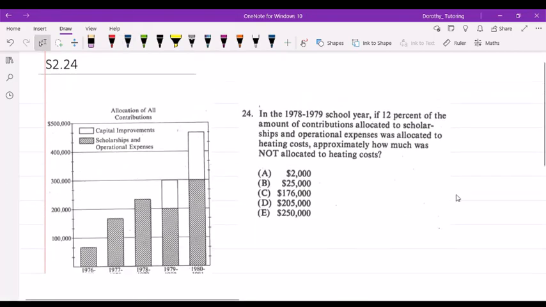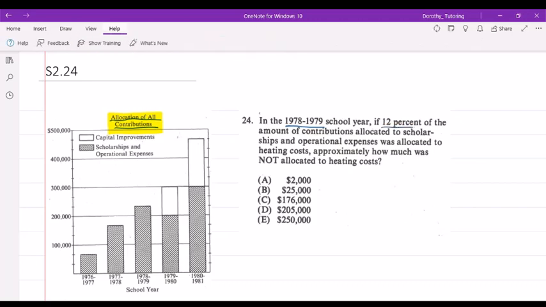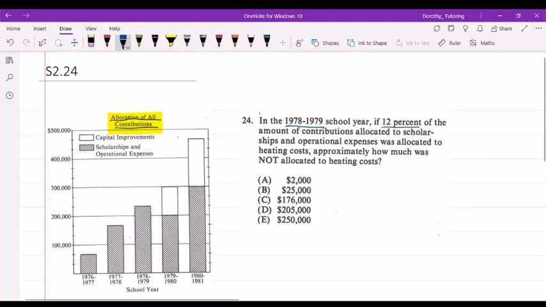Right, another graph question, love it, but there are lots of words, oh no. So, right, I'm interested in years 78 to 79. That's 1 year actually, because when you look at the x-axis, okay. 12% of contributions allocated to scholarships. Okay, so I've got the right graph. And 12% was allocated to heating. So how much was not allocated to heating?